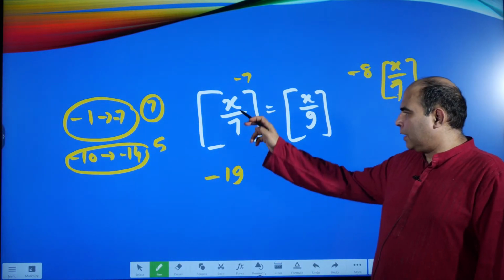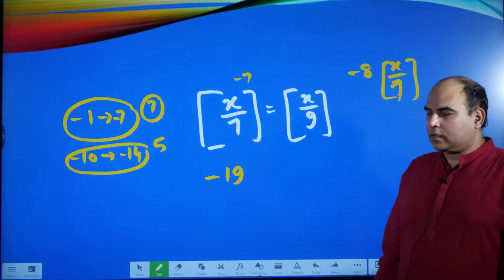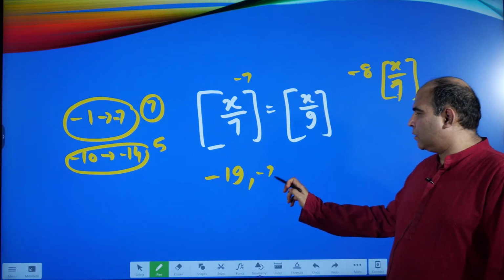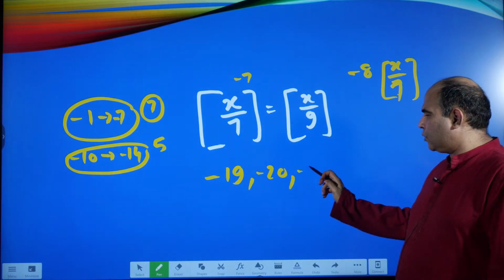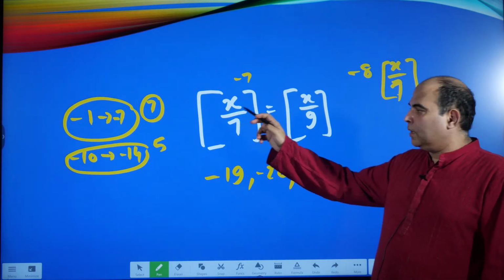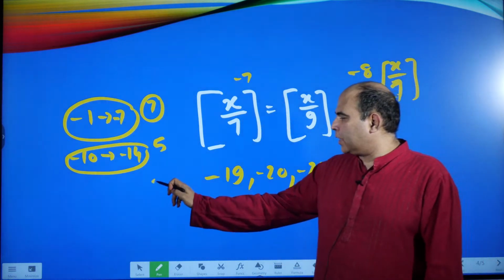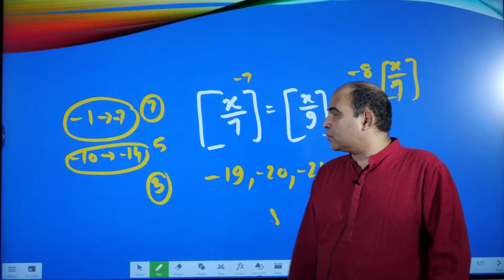At minus 19 this is minus 3. This is also minus 3. At minus 20 this is also minus 3. This is also minus 3. At minus 21 this is also minus 3. And this will also be minus 3. So 3 solutions again here. Minus 19 to minus 21.